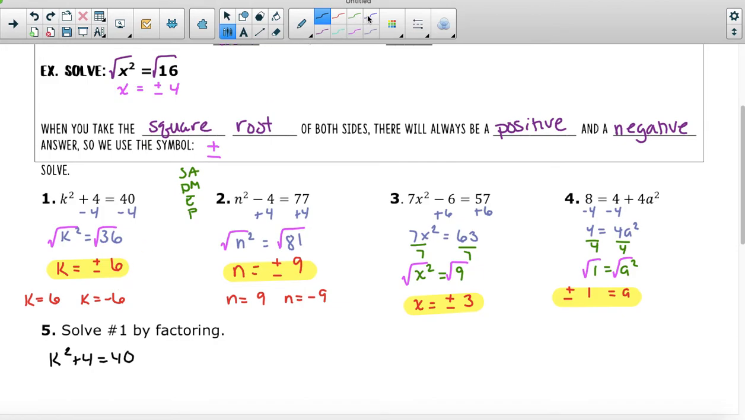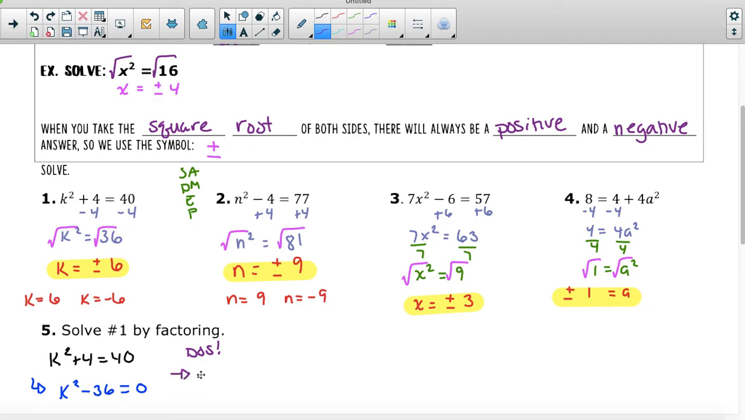So in order to do that, I'm going to subtract the 40, and this will turn into k squared minus 36 is equal to 0. Now I'm going to factor this. Since we have two terms, we look for what's called a difference of squares. So I have a perfect square. K squared is a perfect square. 36 is a perfect square. And I have a subtraction sign. That means that we have a difference of squares.